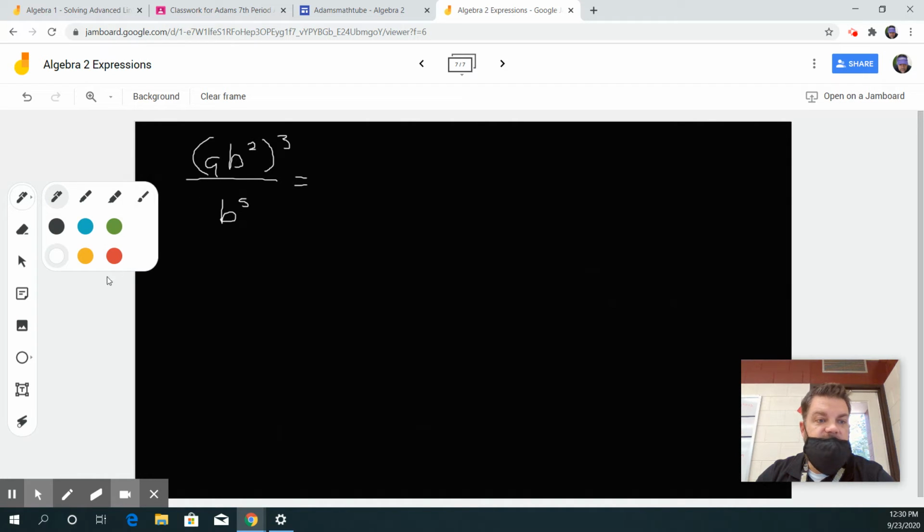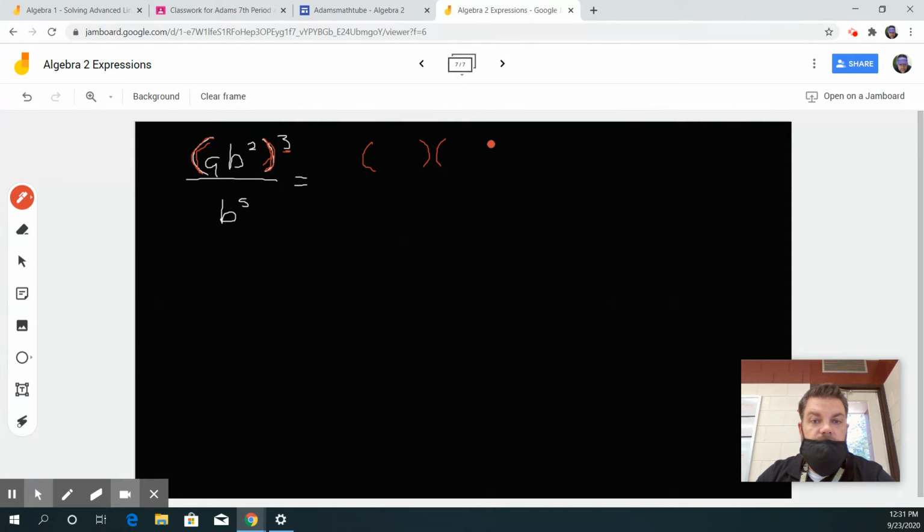So since this is raised to the third power, everything in the parentheses is going to be multiplied 3 times. So I'm going to just go 1, 2, 3 times. Well, what goes in there? A times b squared, then a times b squared, and a times b squared, all over b to the fifth.